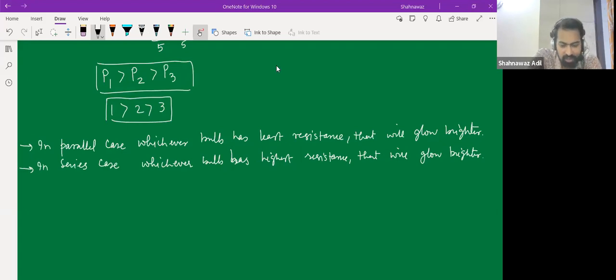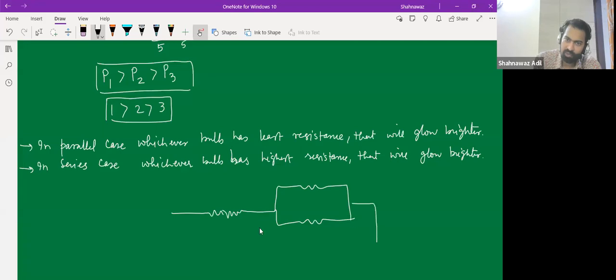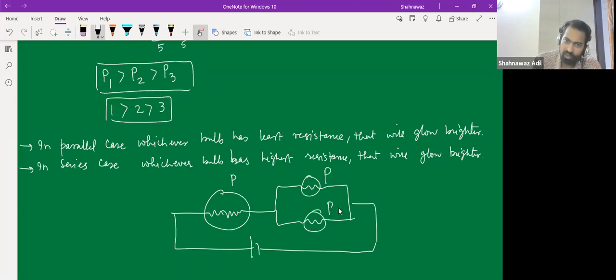Whenever mixed bulbs are given, the idea is to check the power, like we did in the resistance case. So this is a mixed problem. What we will do is calculate the individual powers and see which one is higher.